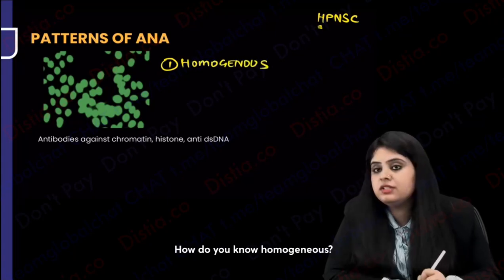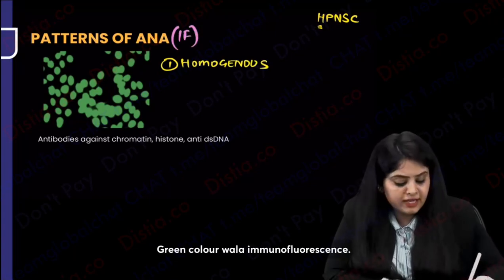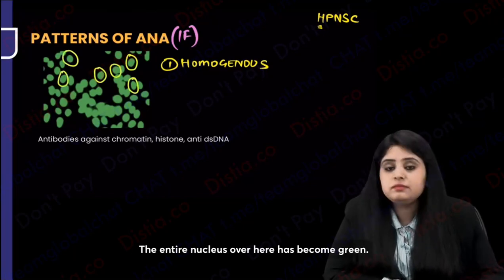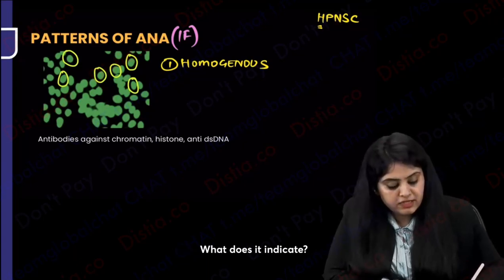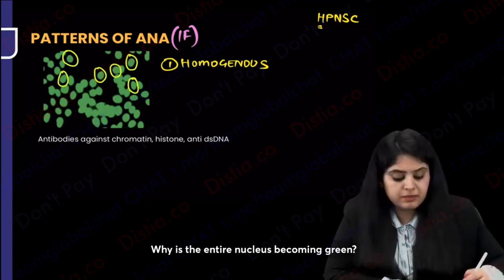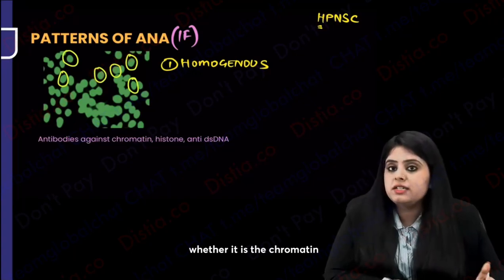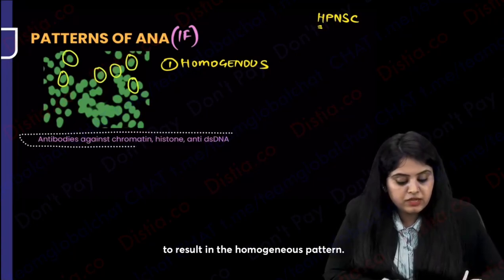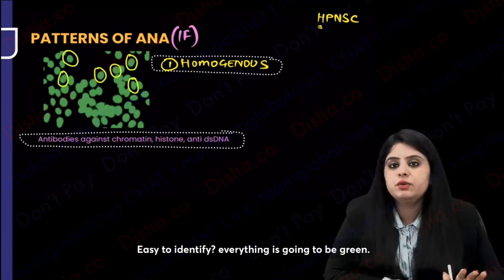How do you know it is homogeneous? Because can you see what technique this is? Green-colored immunofluorescence. Can you see that the entire nucleus has become green? So remember, first is the homogeneous pattern. What does it indicate? Why is the entire nucleus becoming green? Because everything in the nucleus is affected, whether it is the chromatin or the histone or the dsDNA. When everything is involved, this results in the homogeneous pattern. Easy to identify, everything is going to be green.